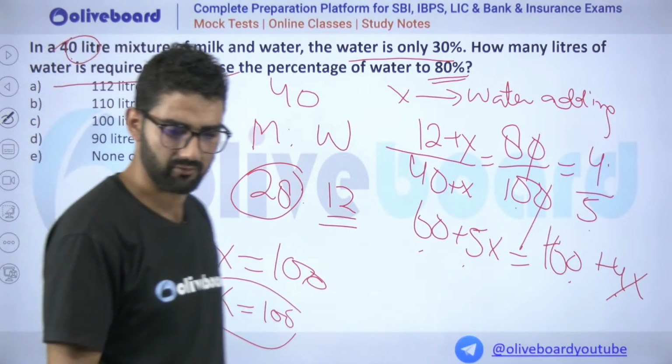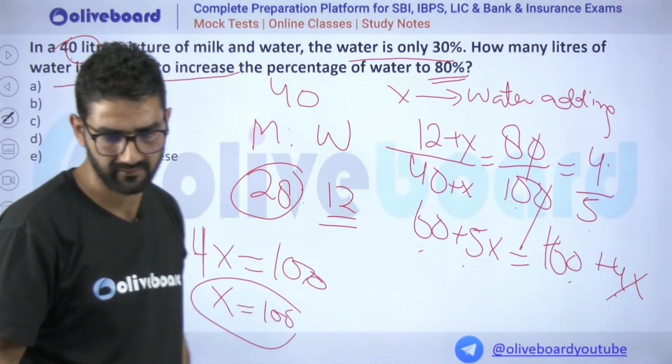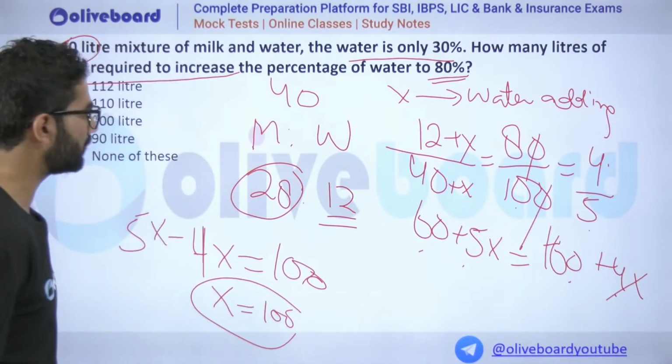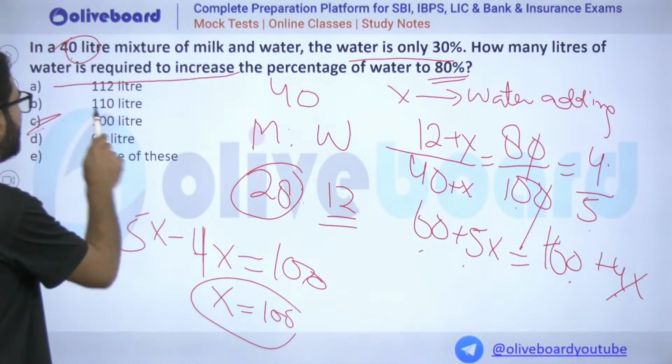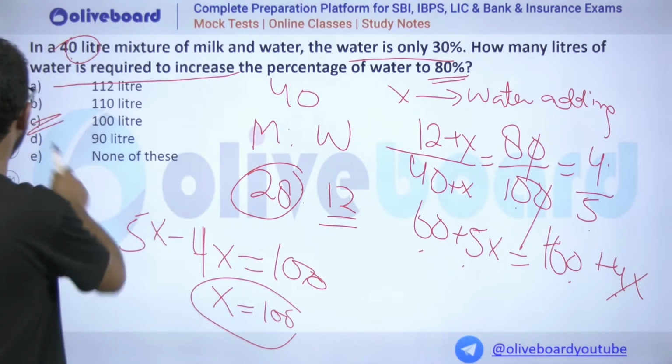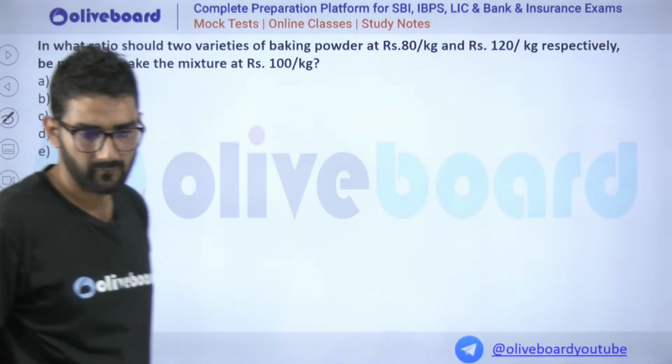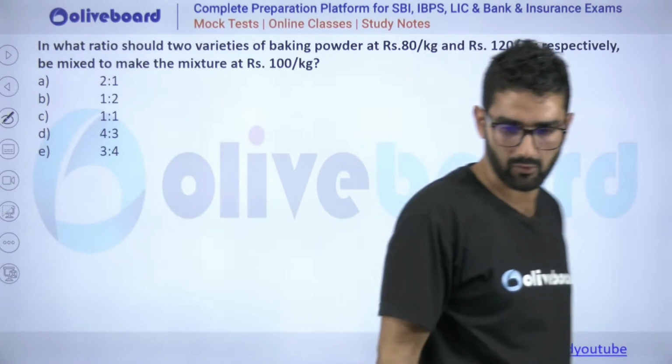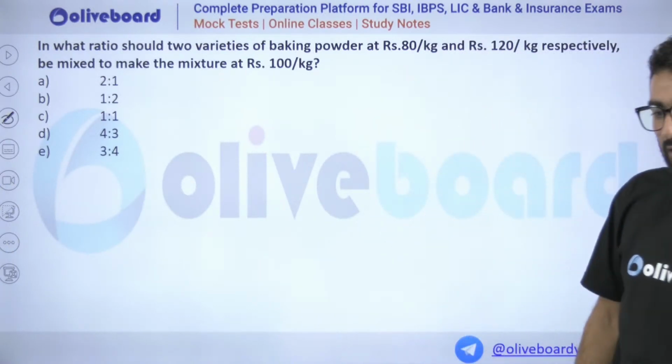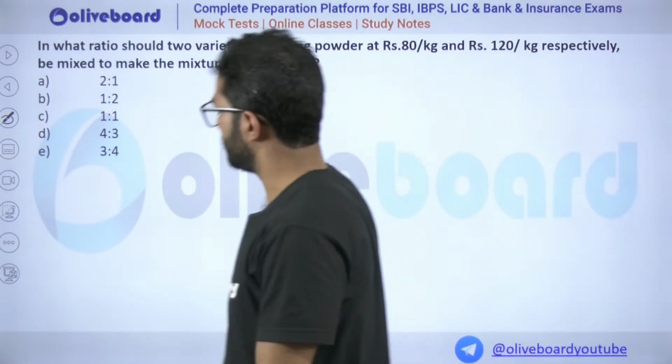If we take 20%, we get the value of 80%. Yes, my dear, that is the water to be added. Yes, option number C will be the correct option for this. Good. Great try. Go for this one, my dear. Go for this one. Don't make a mistake.